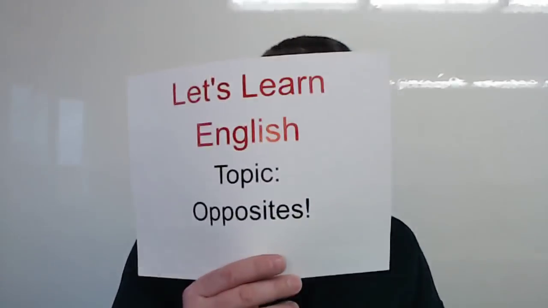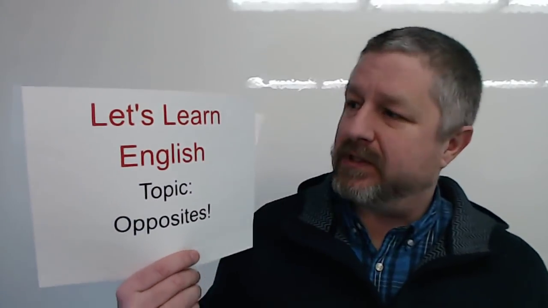As you saw, we're going to talk today about opposites. Opposites are a really good way to remember English words. For instance, just a quick example, this glass is full. The opposite would be empty. So it's a really good idea sometimes to just remember things in pairs like that.